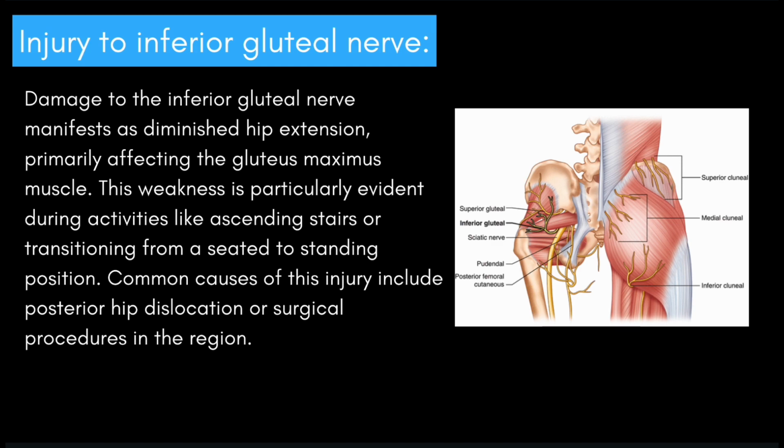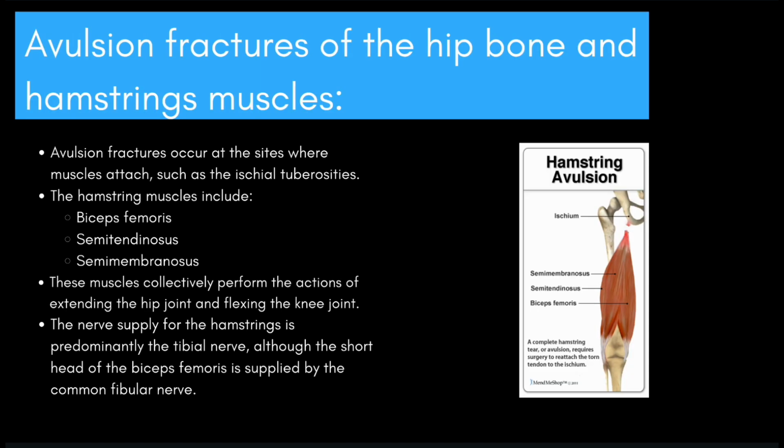Moving on. Avulsion fractures of the hip bone and hamstring muscles. Avulsion fractures occur at the sites where muscles attach, such as the ischial tuberosities. The hamstring muscles include biceps femoris, semitendinosus, semimembranosus. These muscles collectively perform the actions of extending the hip joint and flexing the knee joint. The nerve supply for the hamstrings is predominantly the tibial nerve, although the short head of the biceps femoris is supplied by the common fibular nerve.